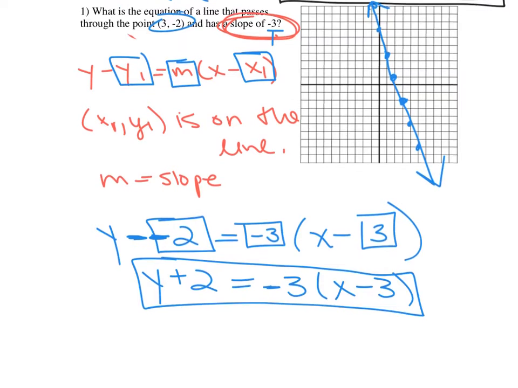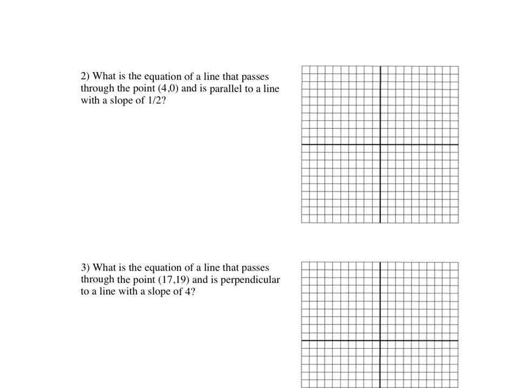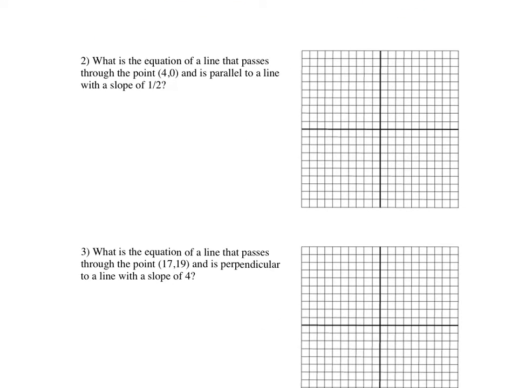Let's keep going. For question 2, we have: what is the equation of the line that passes through the point (4, 0) and is parallel with a slope of 1/2? So now we're parallel, and I have a slope of 1/2, and I want to run through this point. So again, I have a point, and I have a slope.